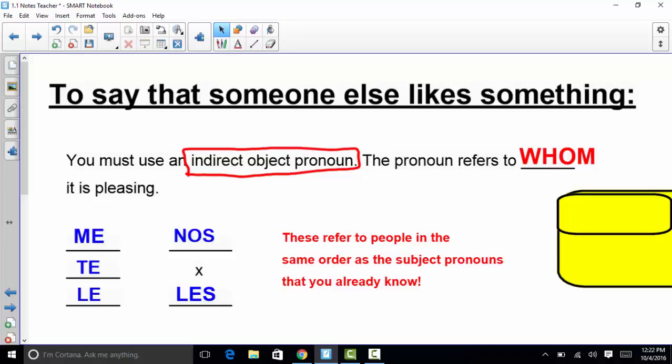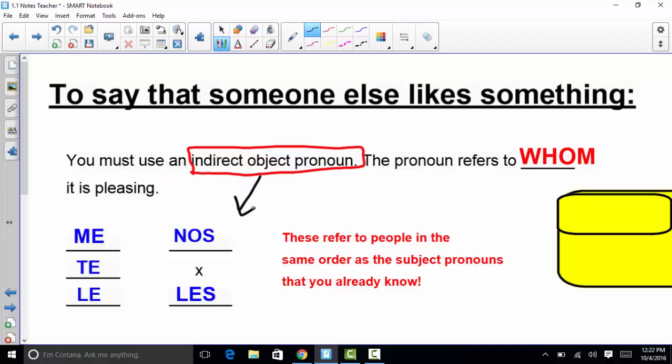And these indirect object pronouns refer to people in the same order as the subject pronouns that we already know. So these are going to line up with yo, tú, él, ella, usted, nosotros, ellos, ellas, ustedes. So let's just fill them in right now so that you can remember what they are referring to.